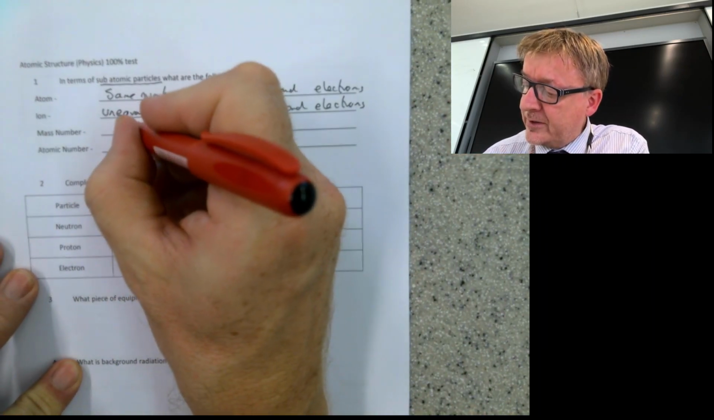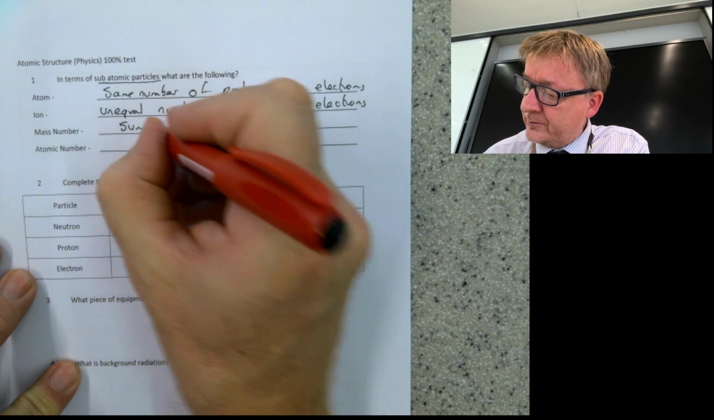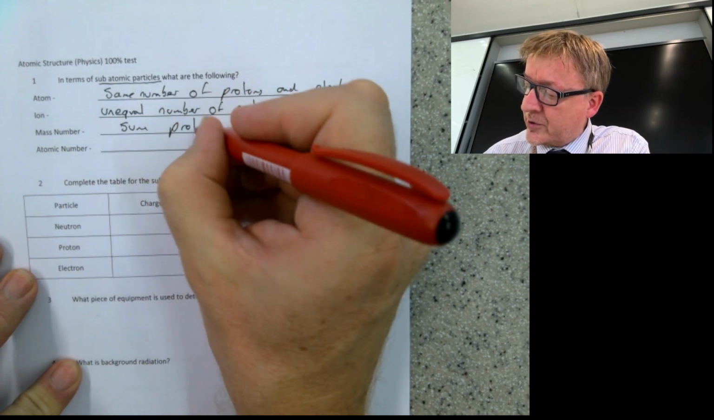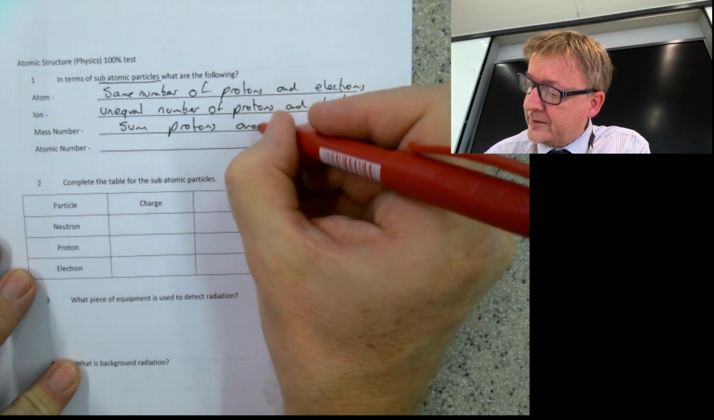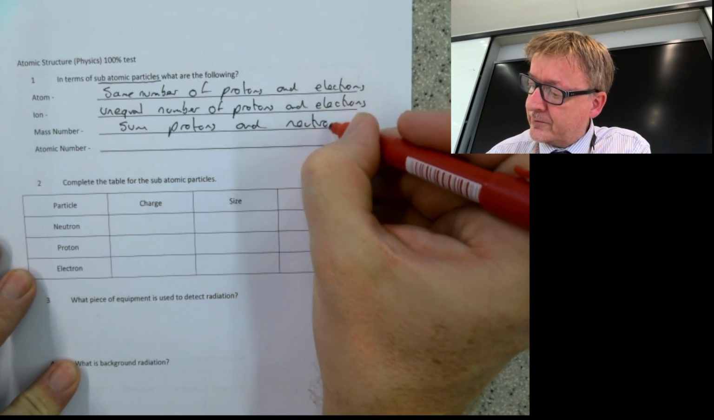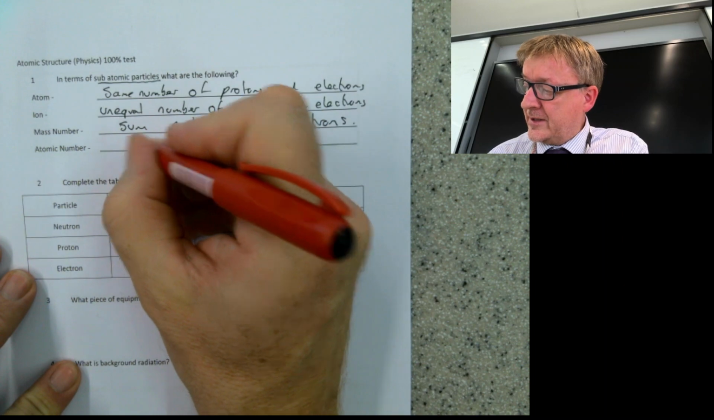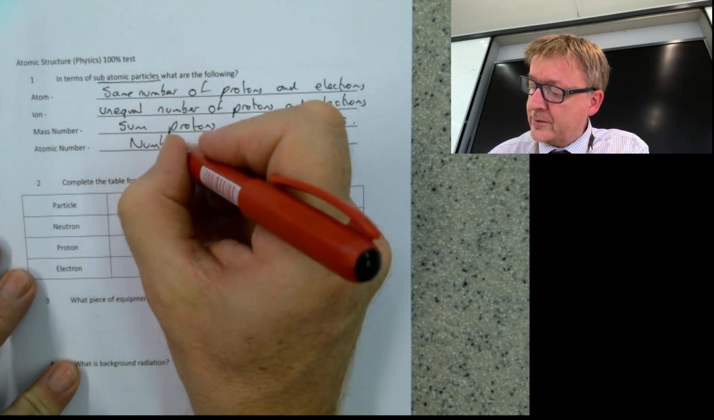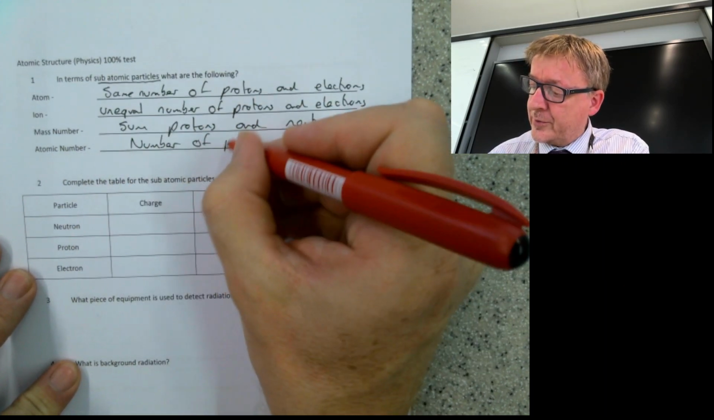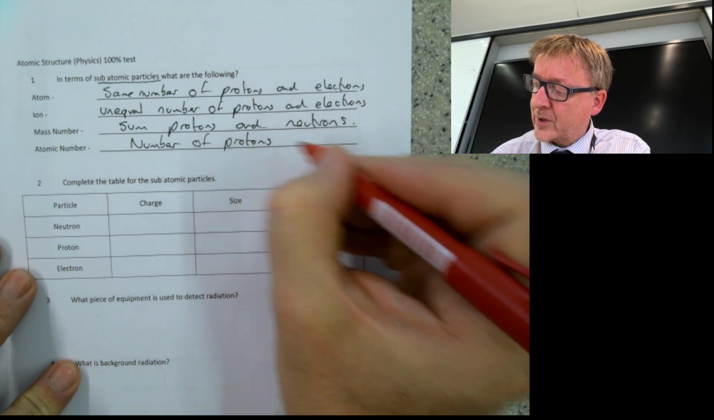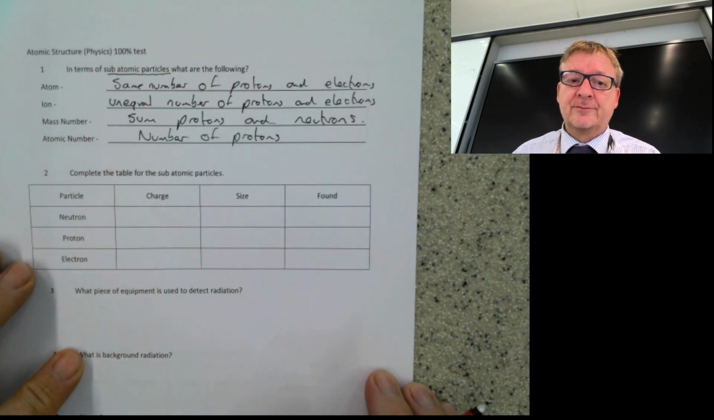The mass number is the sum of the protons and neutrons. The atomic number is the number of protons. Okay? It's often the number of electrons as well.